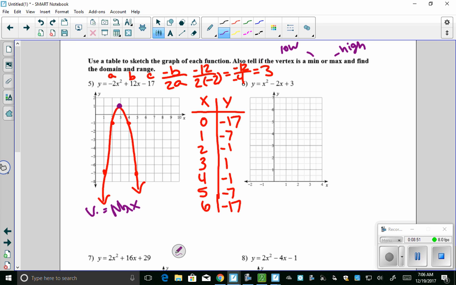Here again, I still have to find the domain and range. Because my graph will always continue decreasing to the left and decreasing to the right, my domain is all real numbers, and my range is going to be negative infinity, comma, 1.